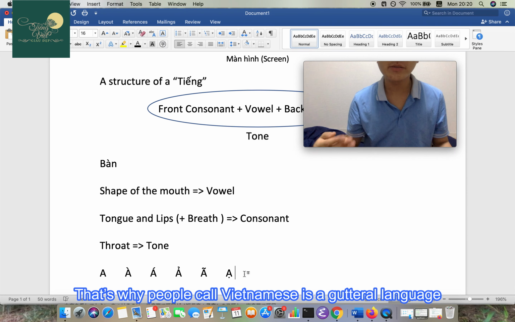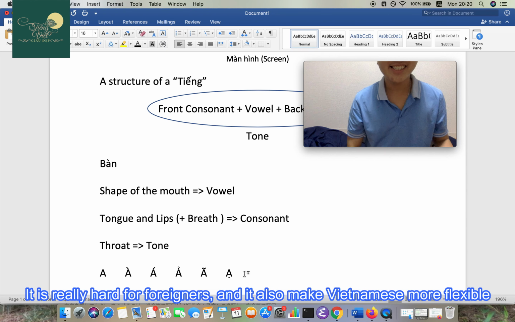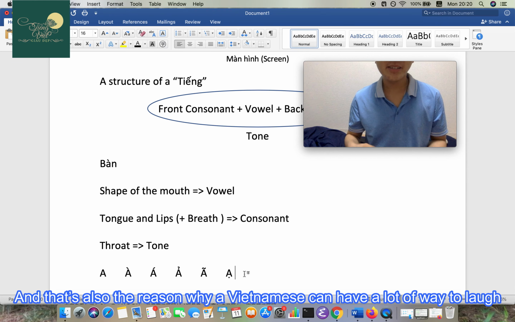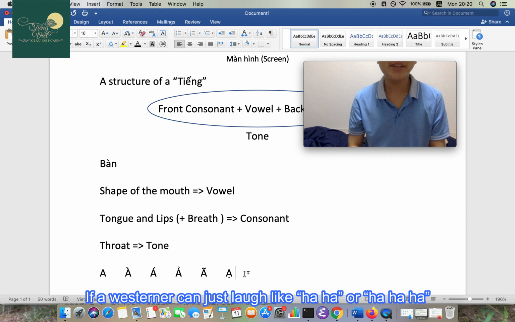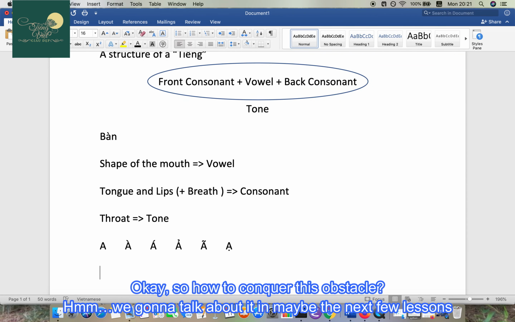That's why people call Vietnamese a guttural language, which means we use a lot of sounds generated by the throat. It's really hard for foreigners, and it also makes Vietnamese more flexible, and when other people see us talking, they just think we are singing. And that's also the reason why Vietnamese have a lot of ways to laugh. If a Westerner can just laugh like haha or ha ha ha, Vietnamese can laugh like ha ha, something like that.